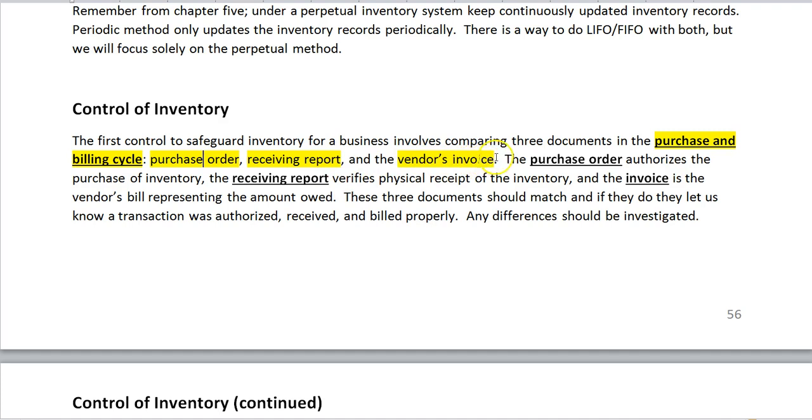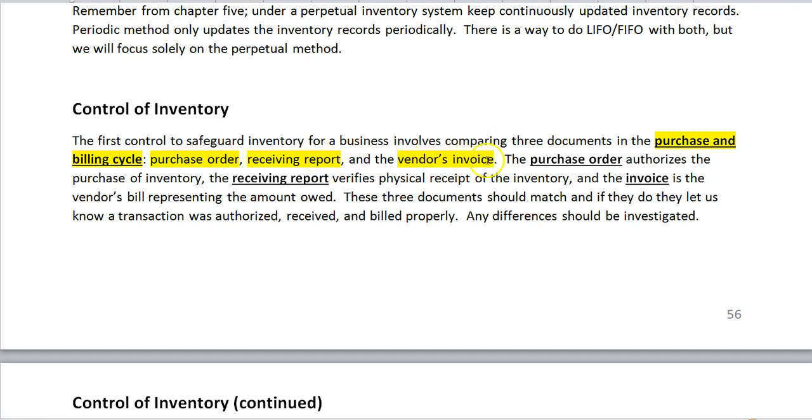So these 3 documents are very important if you're in the purchasing cycle, to match up and to investigate any discrepancy. The purchase order is the authority to spend. The receiving report verifies physical receipt, and the invoice is their bill to us that we should match up to the other documents. Like, we don't want to pay just any bill. We want to make sure we received it and we ordered it.